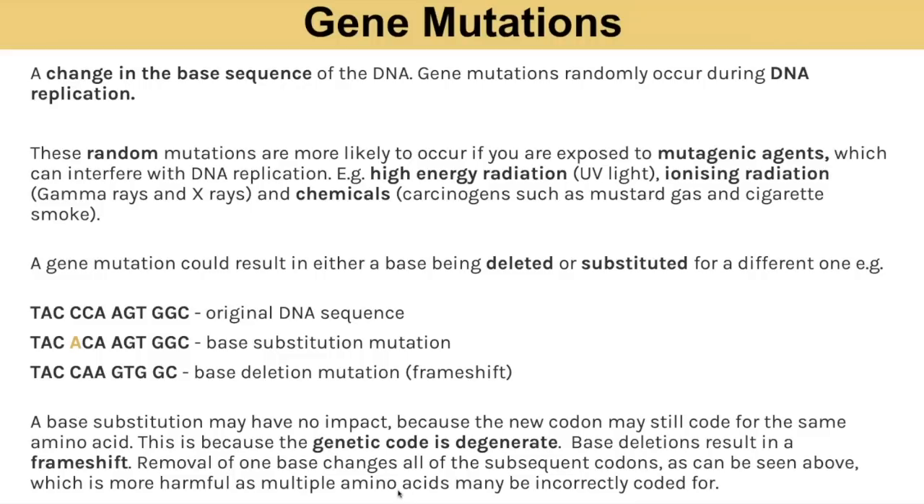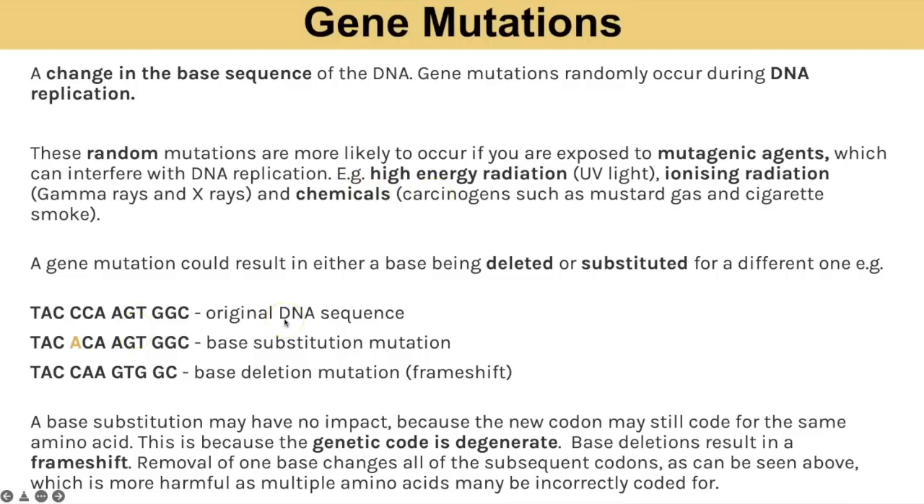We then move on to how variation is introduced, and gene mutations is one way. A change in the base sequence of DNA is what a gene mutation is, and they randomly occur during DNA replication, so within the interphase part of the cell cycle. These random mutations are more likely to occur if you're exposed to mutagenic agents, which can interfere with the DNA replication. That includes high energy radiation like UV light, ionizing radiation like gamma rays and X-rays, and also some chemicals which we call carcinogens, for example mustard gas and cigarette smoke.